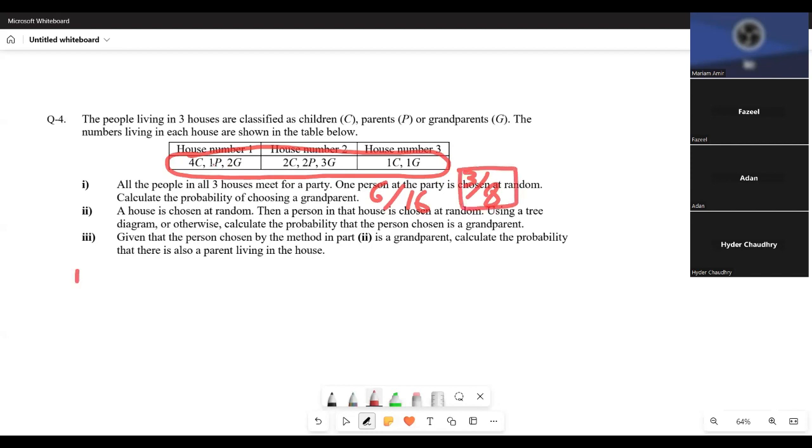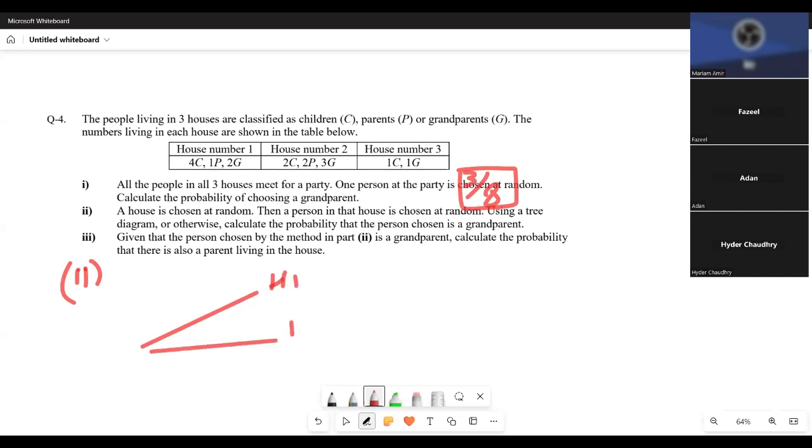Part 2. A house is chosen at random. That means either house 1 is being selected, or house 2 is being selected, or house 3 is being selected. So that means the probability of any house being selected would be 1/3. A house is chosen at random, then a person in that house is chosen at random. Using a tree or otherwise, calculate the probability that the person chosen is a grandparent.